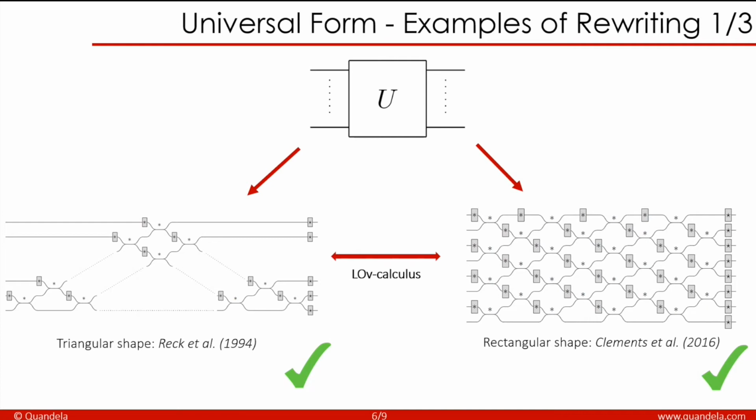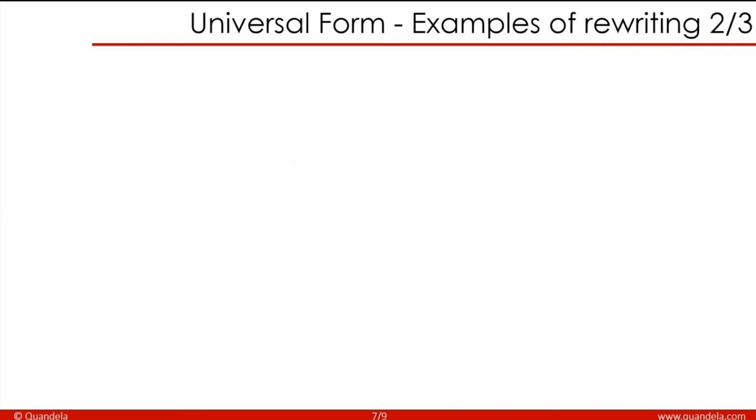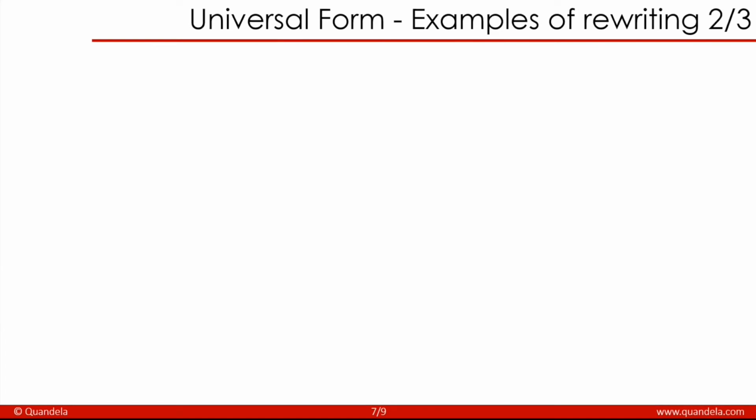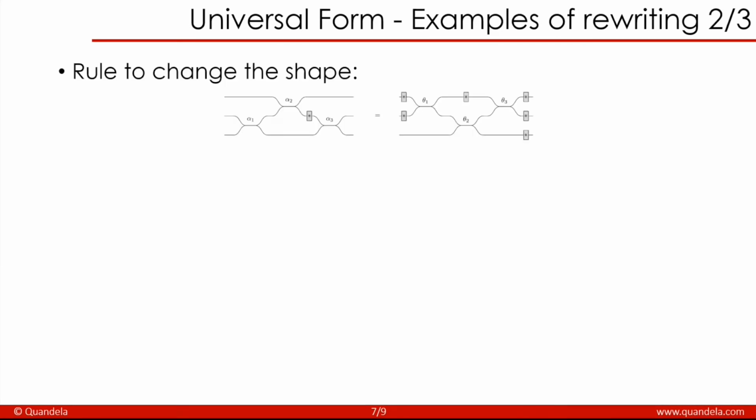And then we can aim for other universal forms and also have a better insight into that. So I would like to introduce a bit more about the process to go from the triangular to the rectangular shape with an example. So remember the rewriting rules at the beginning? There is one which is specific, which changes the shape of the circuit.